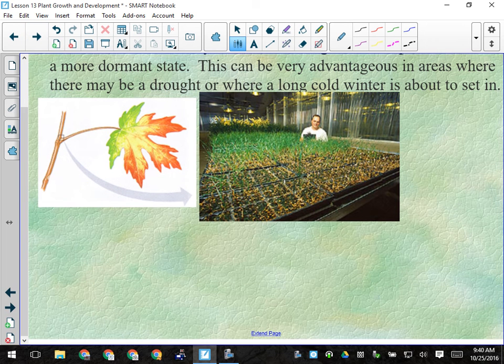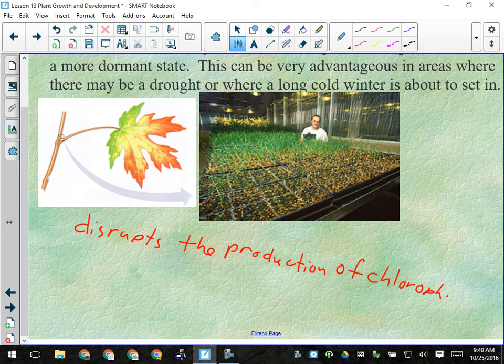Okay, it does that, and you might want to write this down because it's not in your notes. It actually disrupts the production of chlorophyll. There's a chemical pathway that your cell uses to make chlorophyll, and abscisic acid disrupts one of the steps in that pathway. And so the plant's cells cannot produce chlorophyll, which is why when there's abscisic acid being produced, the leaves change color, because the plant is no longer producing chlorophyll.